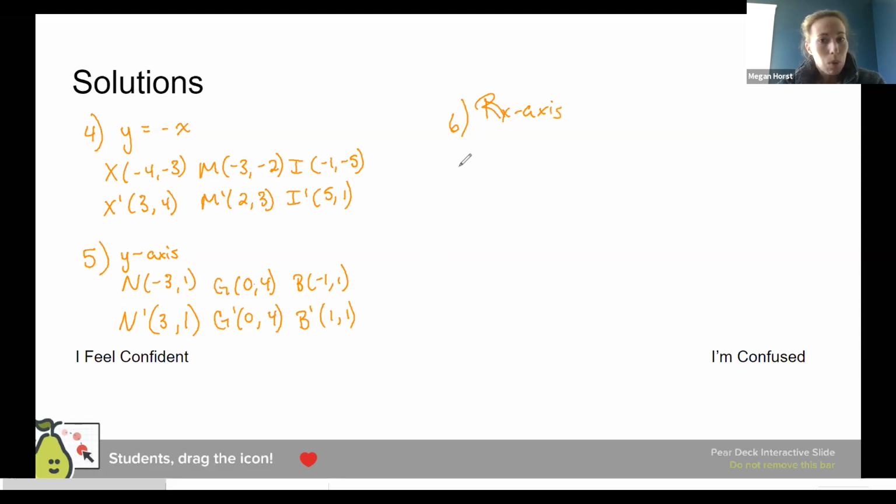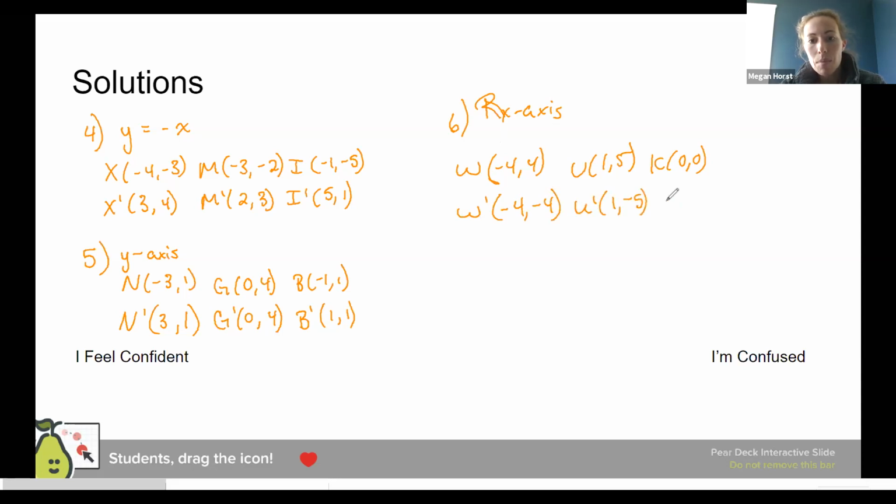For our last question, question 6, we're reflecting over the x-axis. And our original points are W, -4, 4, U, 1, 5, and K, 0, 0. So in this case, because I'm reflecting over my x-axis, my x value stays the same, my y value changes to its opposite. So x stays the same, y is its opposite. And both of these, there's no polarity with the number 0. So it stays 0, 0.